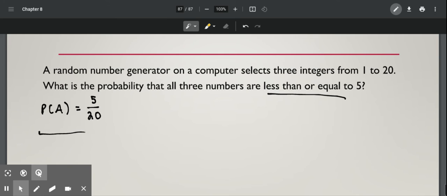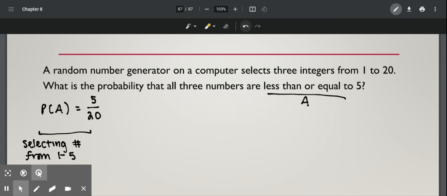And this is representing selecting a number from 1 to 5. Right, so we're going to say that that's our A.